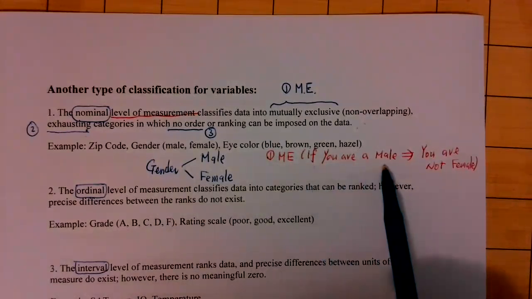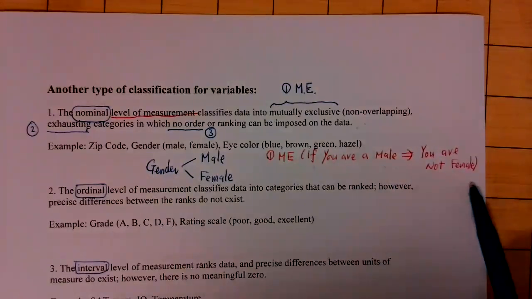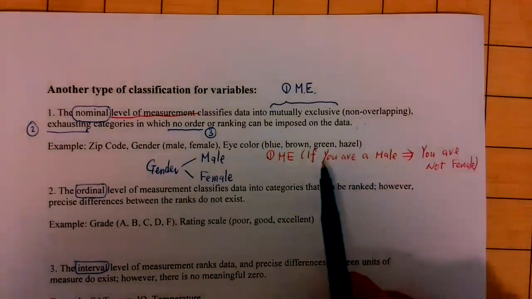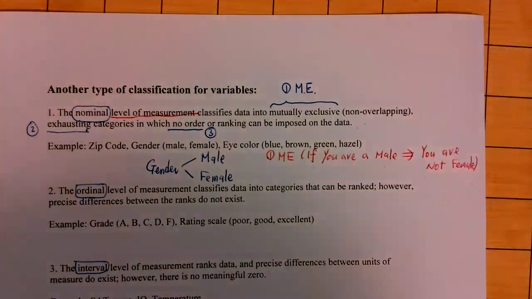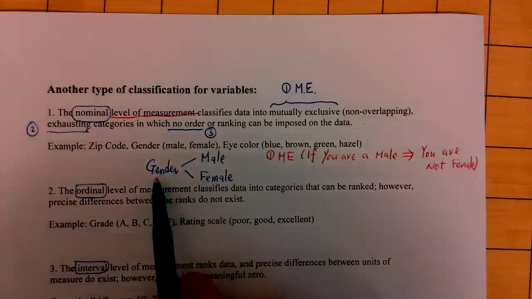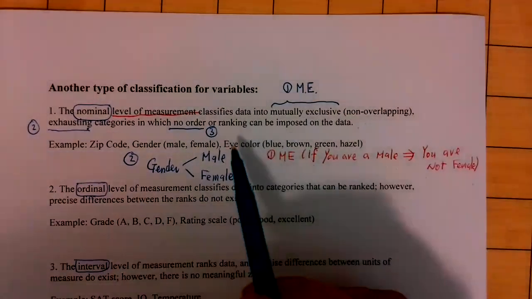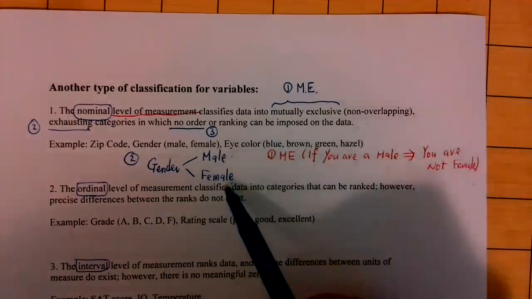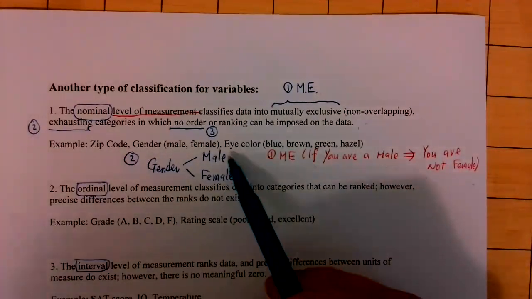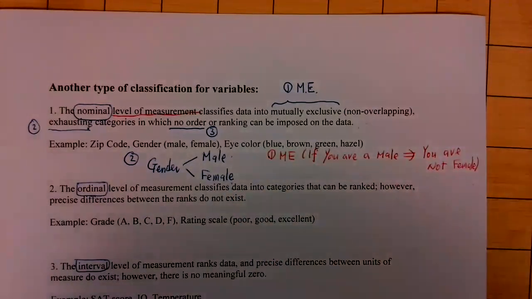If you are a male, you are not a female. That's mutually exclusive. Or you say, if you are a female, then you are not a male. That's called mutually exclusive. And the second feature, exhausting. Exhausting means what? Nothing left uncovered. If you are a human being, then you can be male or female. Together they give you all possible values gender can have. That's 2. And what's the third one?